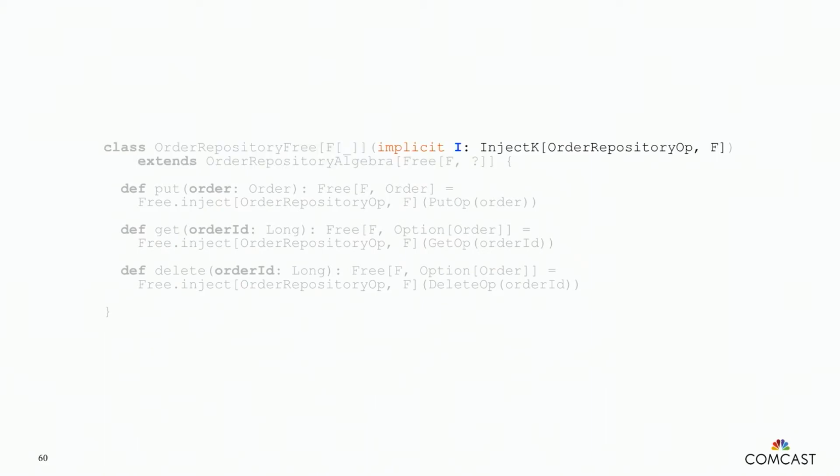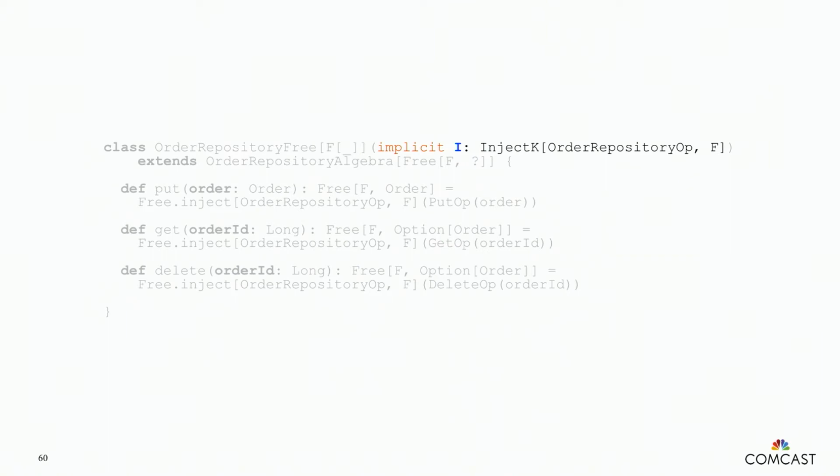As part of the plumbing, I'm going to take this implicit Inject K. This allows me later on, when I want to combine algebras together. This is the glue magic that allows me to combine a lot of algebras together. So I could have left off the F and just said it's always OrderRepositoryOp, but then I don't get a lot of options to mix things later.